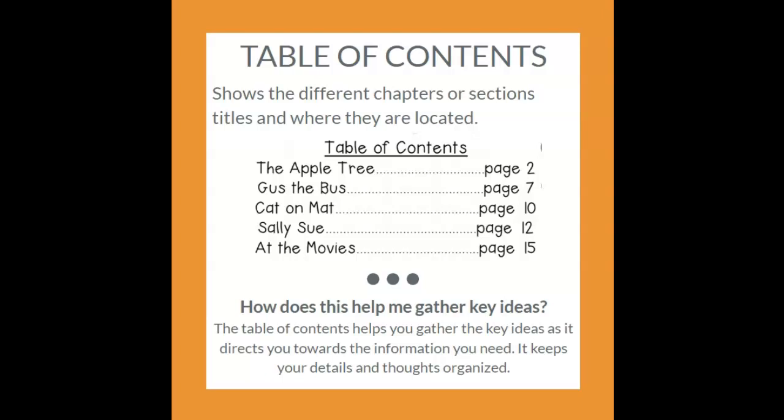The table of contents helps you gather the key ideas as it directs you towards the information you need. It keeps your details and thoughts organized. So if I'm looking for key ideas on Cat on the Mat, I'm going to be looking straight at page 10. The table of contents helps me organize my details and my thoughts to keep it concise so I can find just the key ideas that I need. It keeps us really organized and makes sure we're looking in the right section.